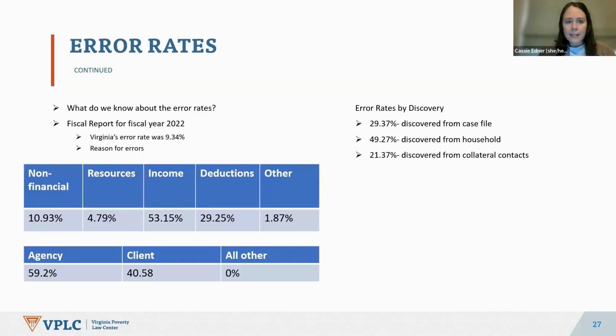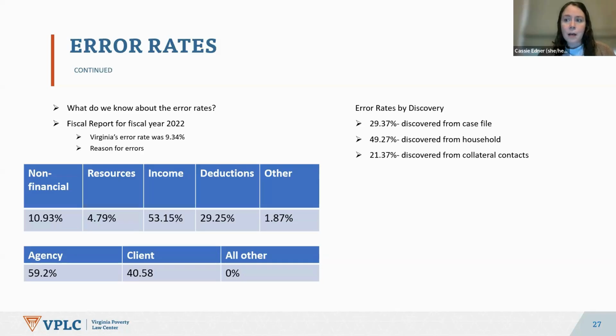What do we know about the error rates? I don't have the most up-to-date information, but I know for fiscal year 2022, there was a report that when our error rate was about 9.34, most, 59%, of the errors during that time were agency errors. Another 40% were client errors. Usually it's unintentional. The majority are unintentional client errors or unintentional agency errors. Of course, an agency wouldn't be doing it intentionally. We're not talking about fraud here.